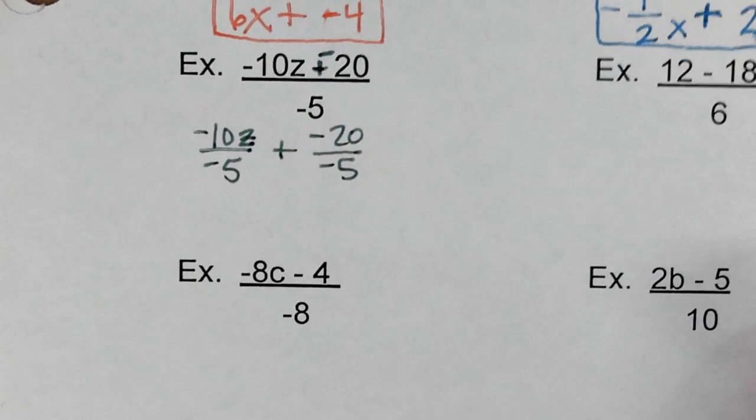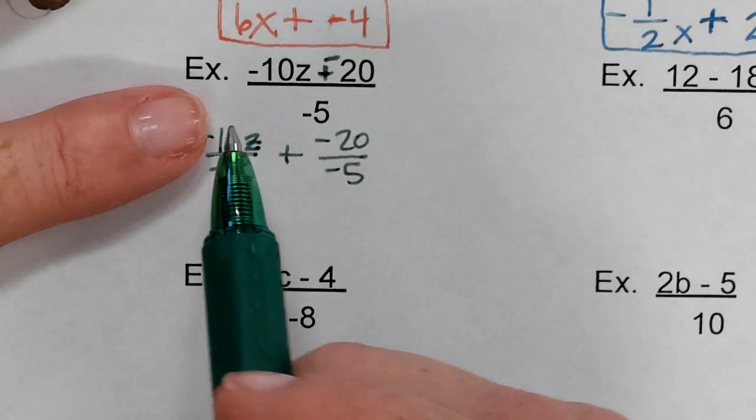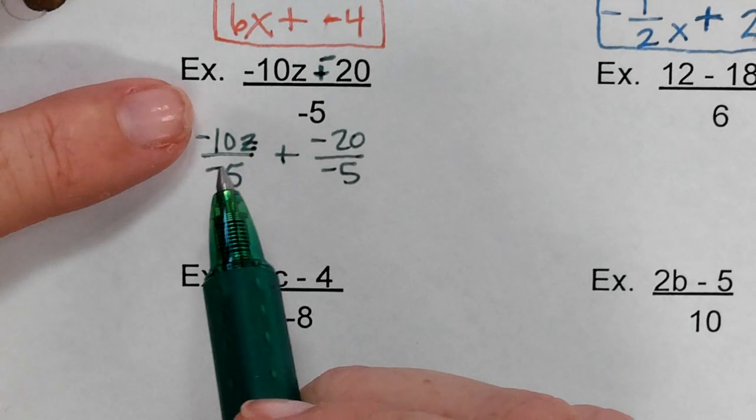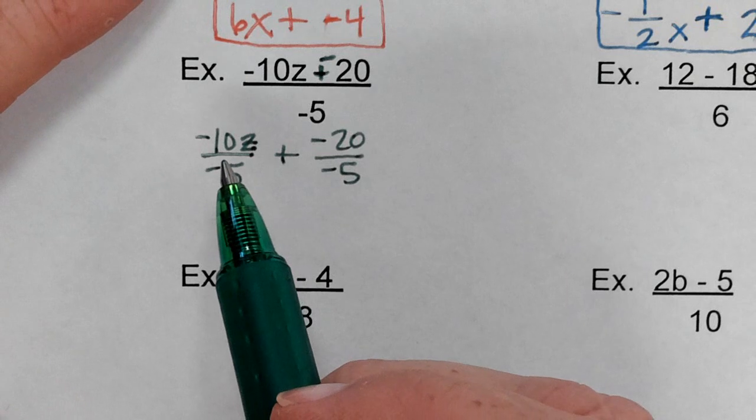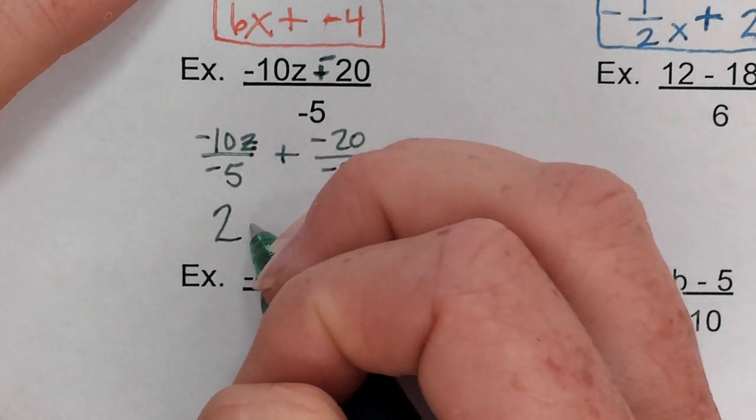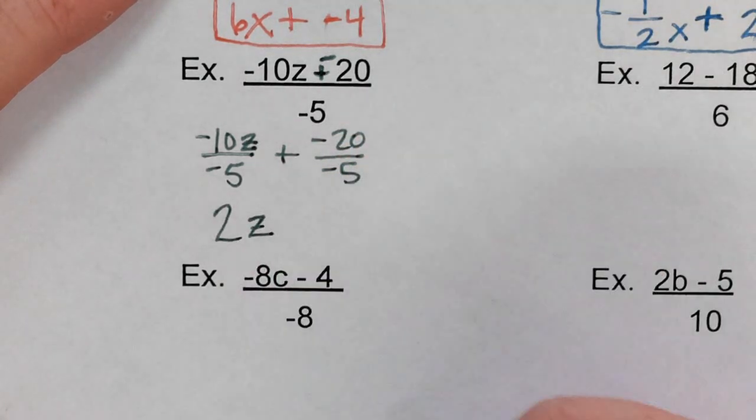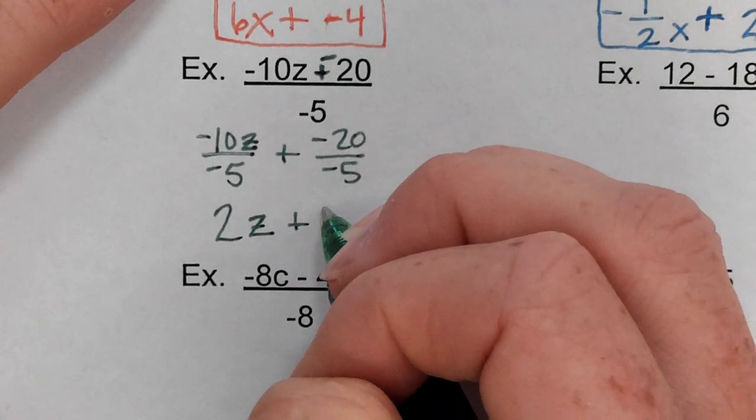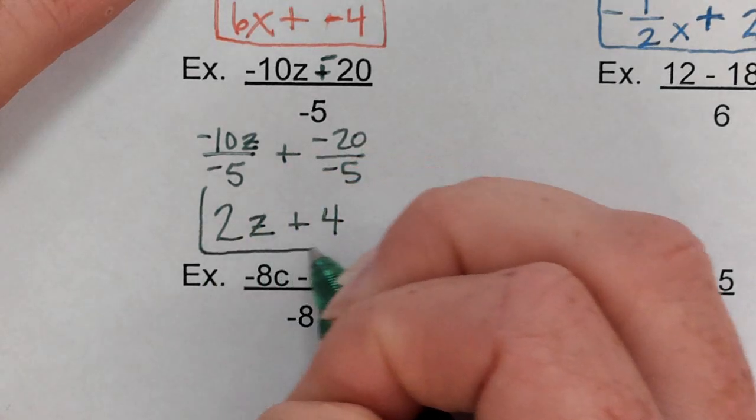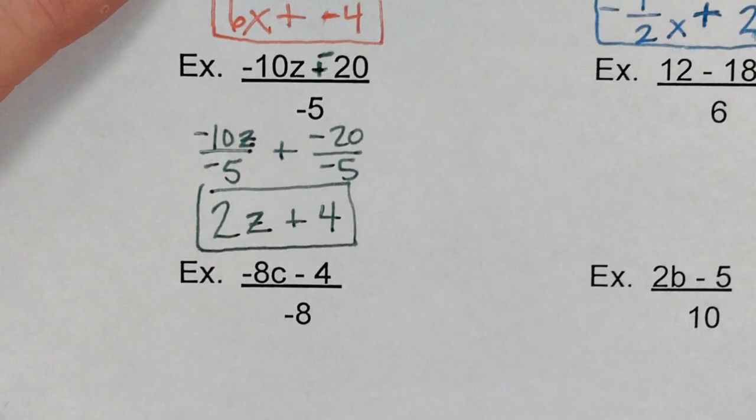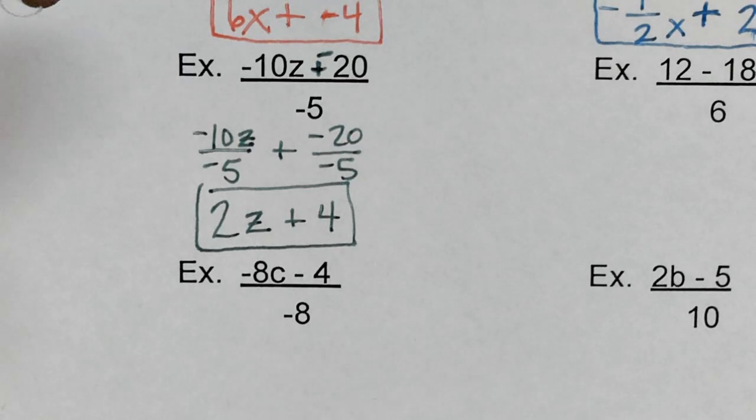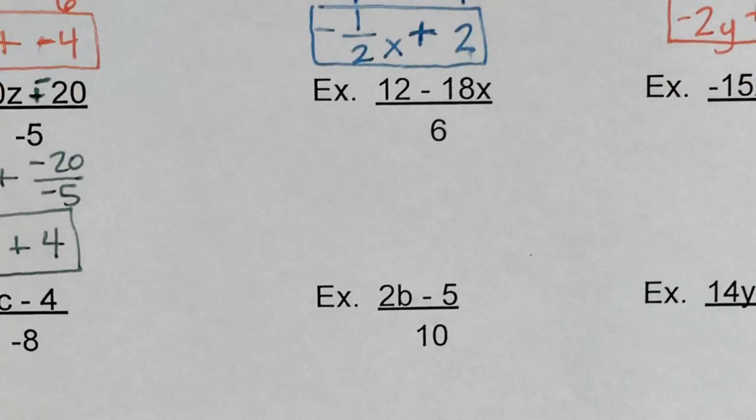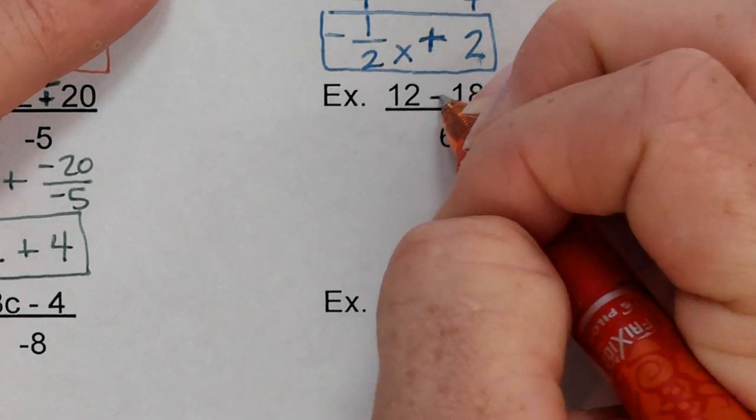Now I simplify. If you want to use your calculator, you can. Negative 10 over negative 5 is positive 2z. So there's my 2, there's my z, plus negative 20 divided by negative 5 is positive 4. I think y'all are getting it, right? Okay, let's go to the next one. What am I going to tell you to do? Change.